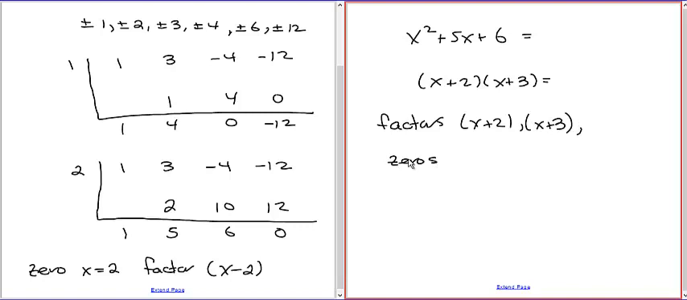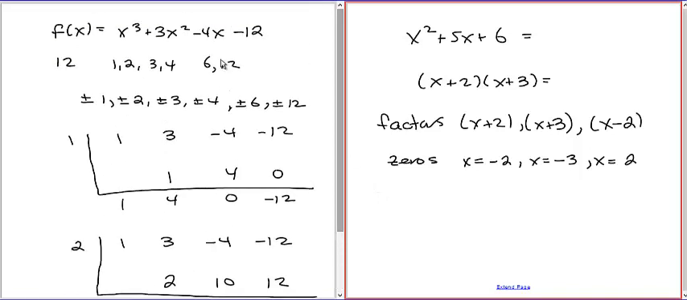So let's go ahead and put all the factors. So we also get x minus 2. And the zeros are x equals negative 2, x equals negative 3, and x equals positive 2 from these three factors. And if we go back to the original equation, we can get the y-intercept. That's f of 0, and that's negative 12.